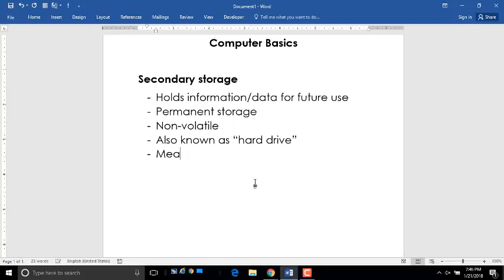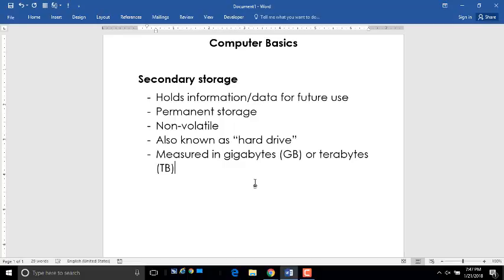Okay, so when we're dealing with computers, secondary storage is measured in two different forms of measurement. One is gigabytes. Gigabytes is usually just abbreviated GB. But it can also be measured in terabytes, which we abbreviate TB. The computer that I'm working on right now, I believe, has a 250 gigabyte hard drive. I believe the desktop computer you use in the classroom right now also has a 250 gigabyte hard drive.